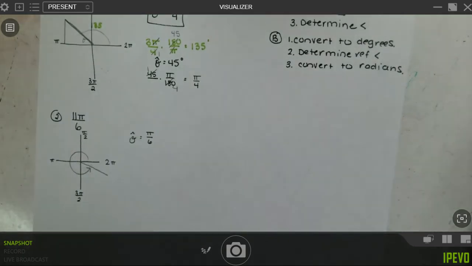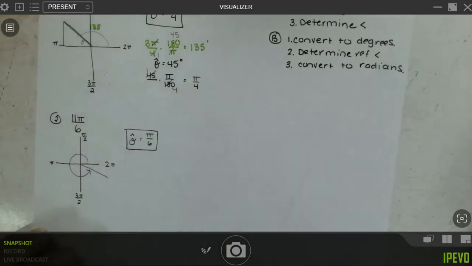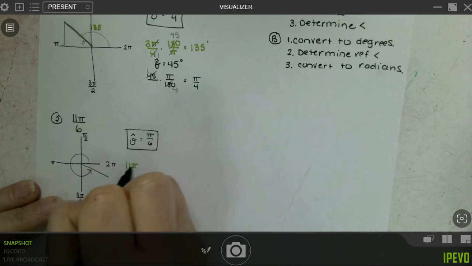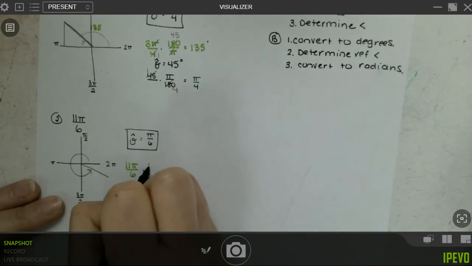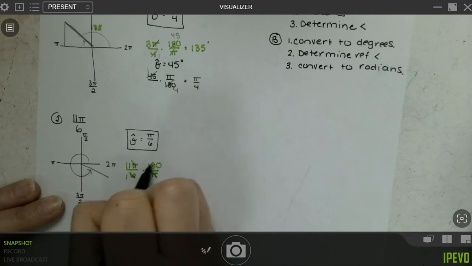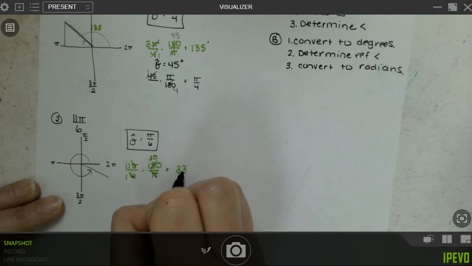I like looking at it that way. But yesterday in class, a lot of people thought the other way was better, so I'm going to show that way too. We're going to convert 11 pi over 6 into degrees. Pi on the bottom so we can cancel. And then multiply. 11 times 30 is 330 degrees.